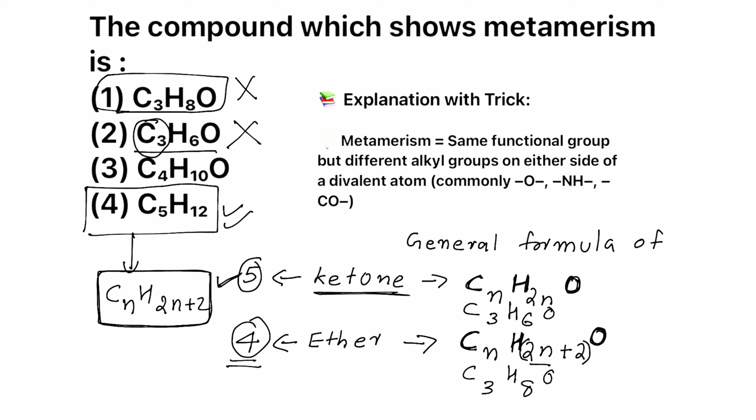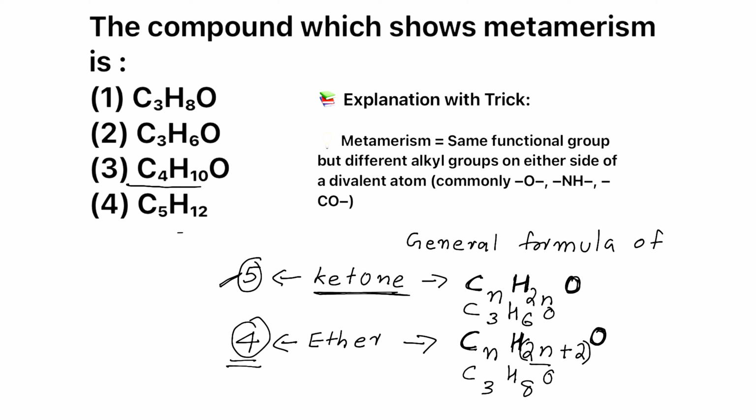Now we can check the third option. Regarding the third option, C4H10O, it satisfies the general formula of ketone or aldehyde. Sorry, ketone or ether. Check it. Of course, it satisfies the general formula of ether. Here, C4, right? Now, 2 into 4, what is that? 8 plus 2, 10. Okay, right? So, C4H10O satisfies the general formula of ether. So, it's an ether. Now, it contains 4 carbons. Clear, right? So, definitely it will show what? Metamerism.